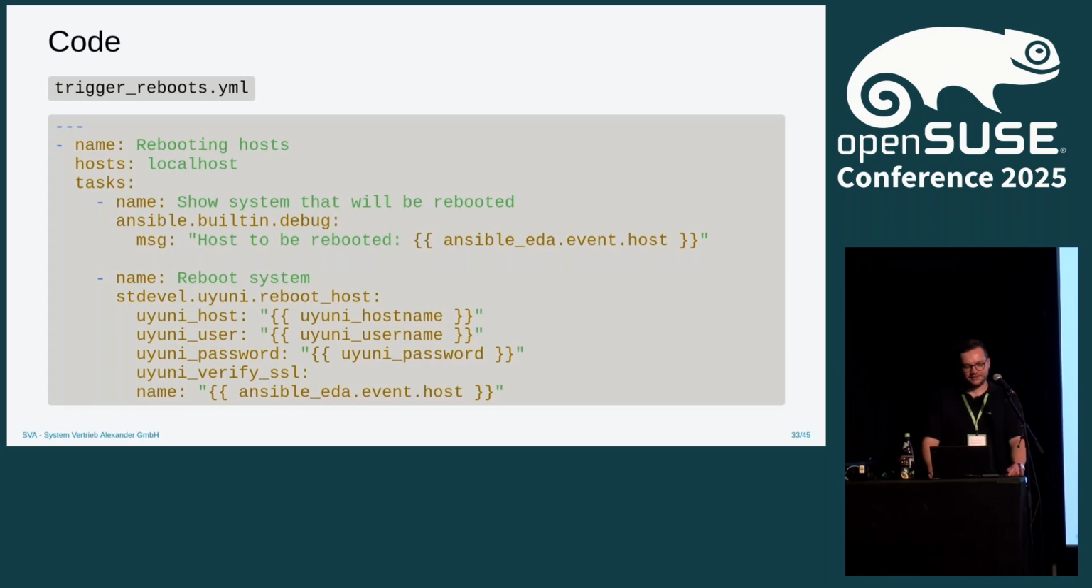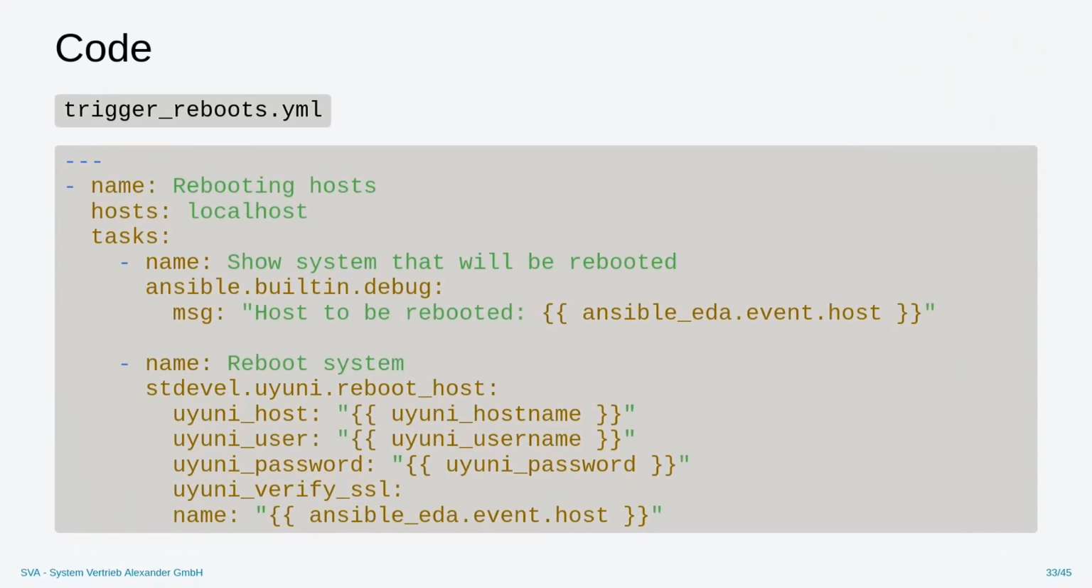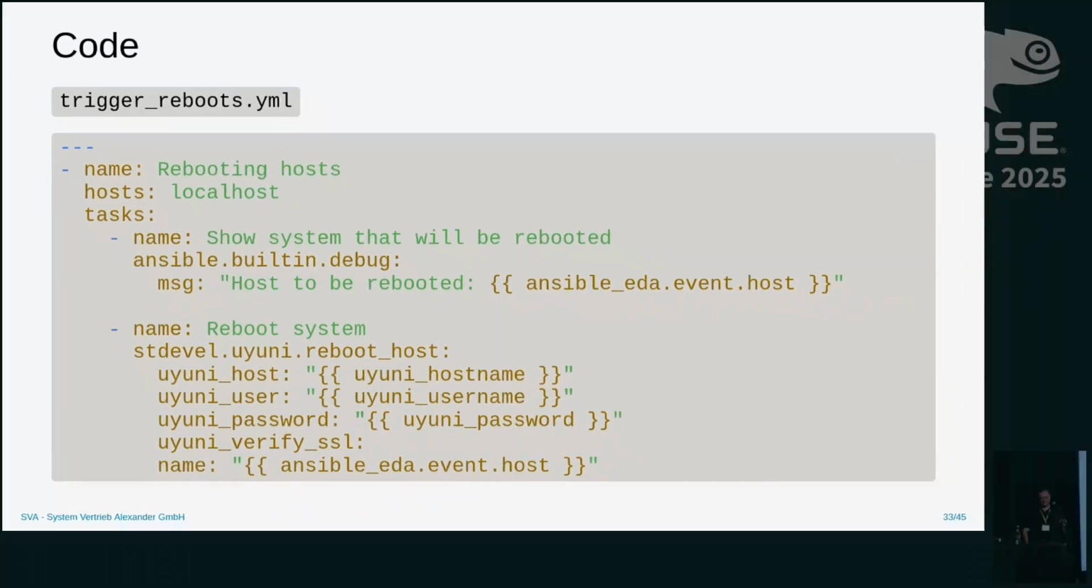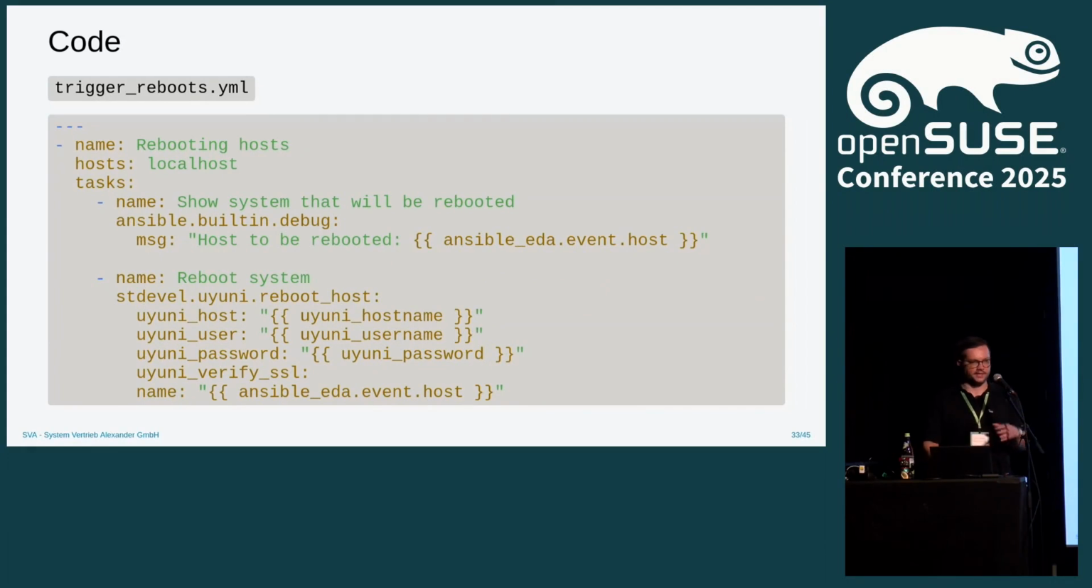So that's a playbook that reboots systems. And we have some Ansible EDA references here. We have a debug message that lists all the hosts that would need to be rebooted. So ansible.eda.event.host is basically the information that gets delivered by the EDA plugin that we developed. And we simply fire the reboot host module that will reboot the system using the Uyuni API. So you will see in the history of the particular system that it got automatically rebooted.